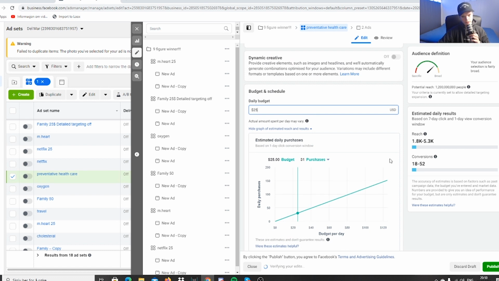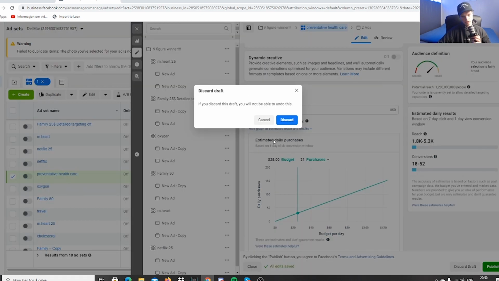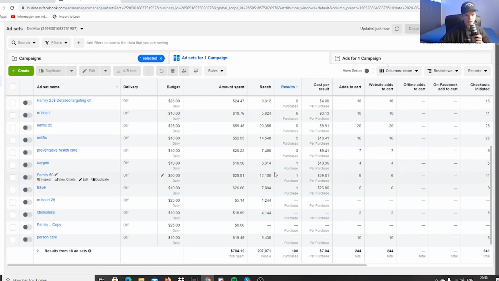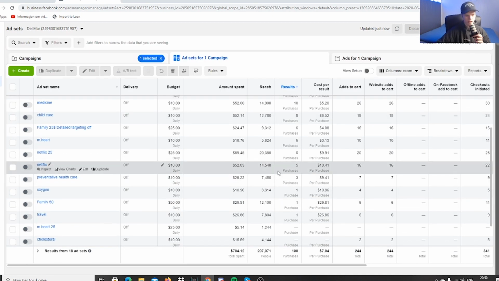I'm obviously not going to publish it because this campaign isn't used anymore, so I'm going to discard the draft, but you just name it 25, and that's what you do, guys. You just increase the budget. So every time you see an ad set with 3 or more sales, duplicate and increase the budget.